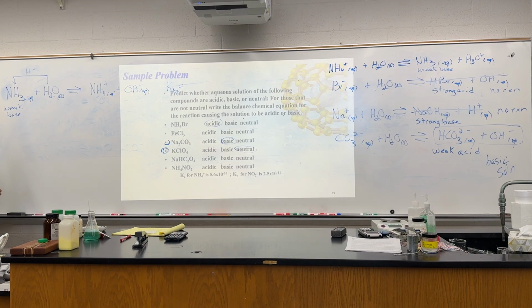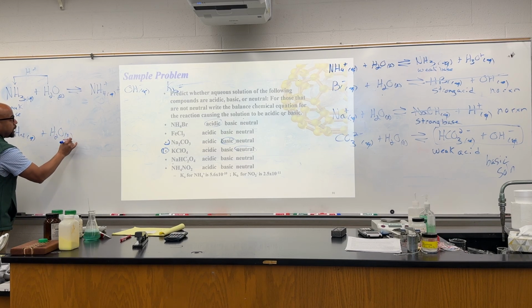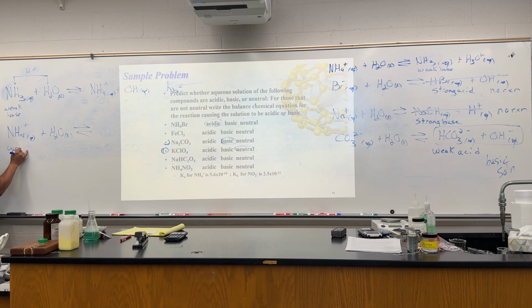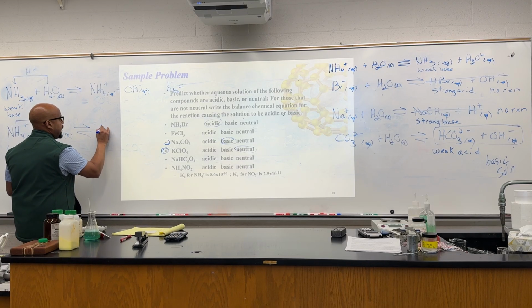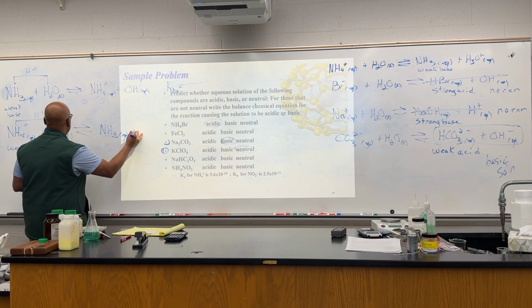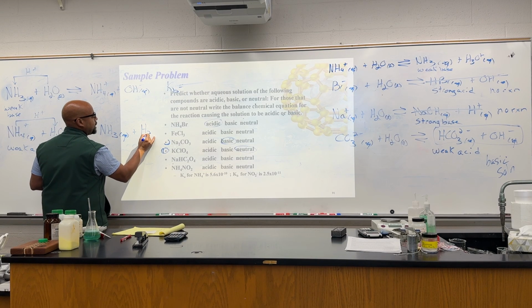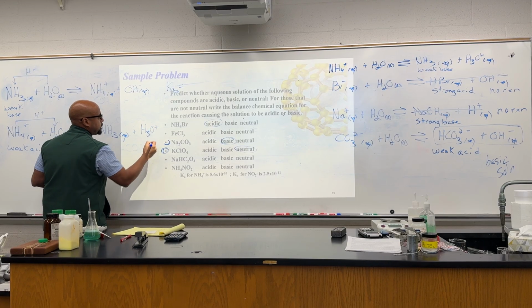Watch this here. What if I had this equilibrium? NH4 aqueous plus H2O liquid going in equilibrium. I'm going to tell you, this is a weak acid. Acids do what they're supposed to do. They're going to give away an H plus here, H plus. I'm going to end up getting, in this case now, NH3, because it gave the H plus away, aqueous. Plus, I'm going to end up giving H3O plus.